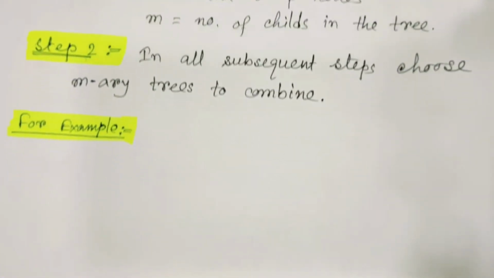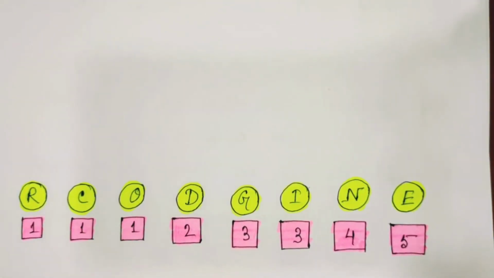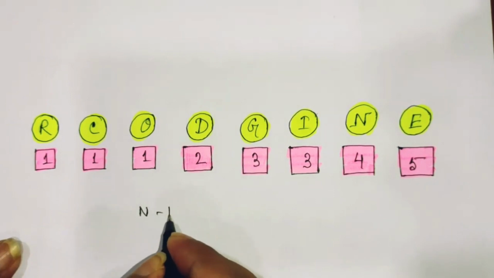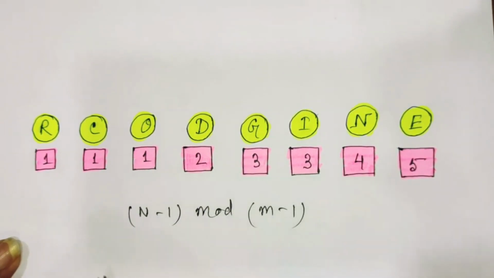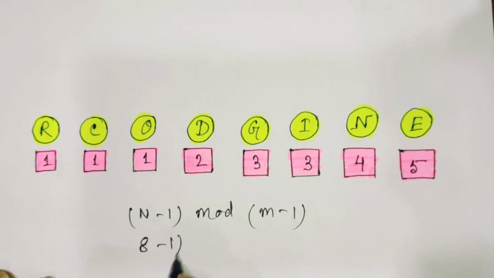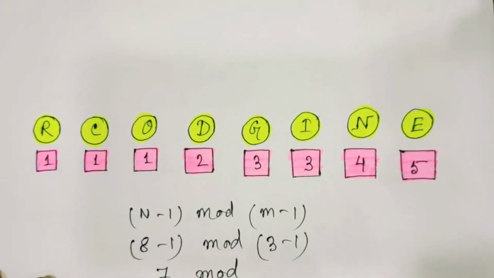So let me give you an example. Here I am taking the same example as the binary tree I have taken. Here total number of variables are 8, that means different characters are 8. So it is 8 minus 1, then mod of 3 minus 1, because we are going to make it 3-ary. So this means 7 mod 2.